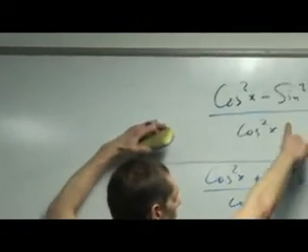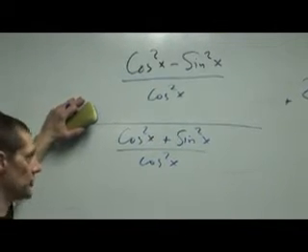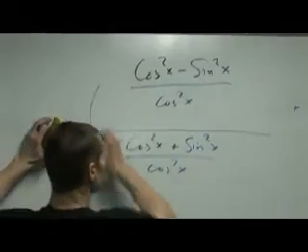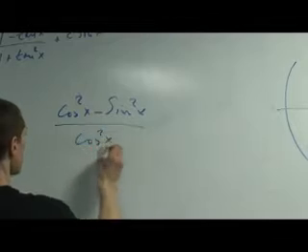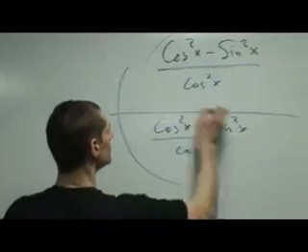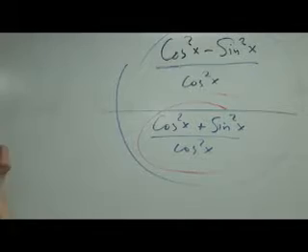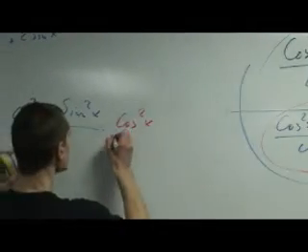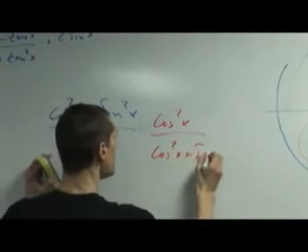I have a fraction on top, a fraction in the bottom. Remember, division by fractions is the same as multiplication by the reciprocal. This bit right here is the same as cosine squared x minus sine squared x divided by cosine squared x, times this upside down. And this is just your usual division by fractions. So this is going to be cosine squared x over cosine squared x plus sine squared x.